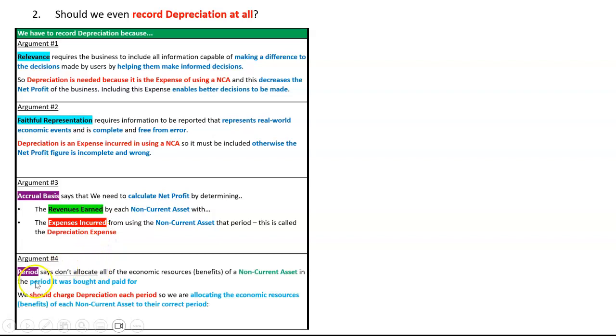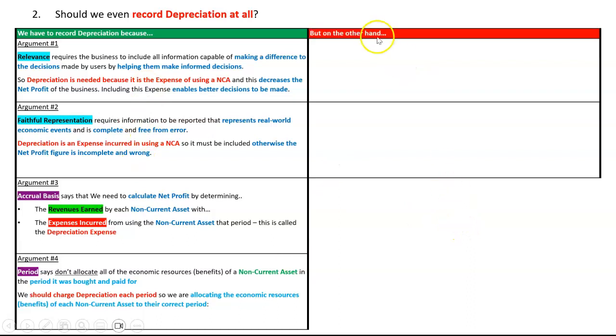And lastly, we could say the period assumption says don't allocate all of the economic resources of the non-current asset in the period it was bought. That's stupid. We should charge depreciation each period, so we are allocating the economic resources used to its correct period. So 4 arguments for. Depending on how big the question we've got to answer is, we might need to use 1, 2, 3, or maybe even all 4 of those. But then we might need to consider the other side of the argument. On the other hand, why shouldn't we charge depreciation?